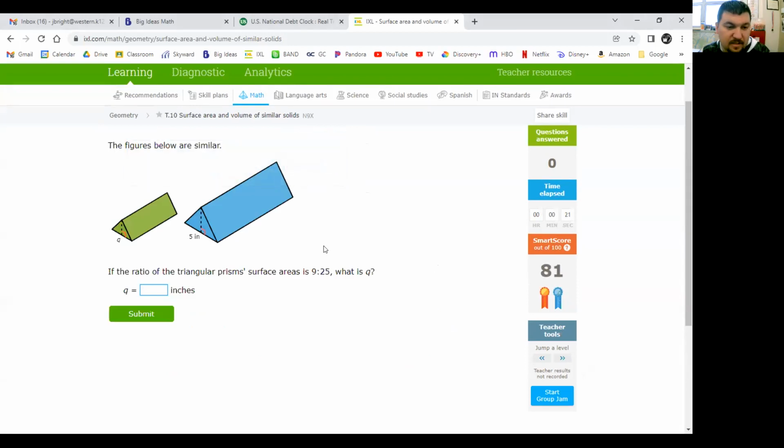And I've got a problem that looks like this where they're asking me for the missing side length. Okay. It says the ratio of the triangular prism's surface areas is 9:25. What is Q? Okay. So the first thing I would do is note that this is surface areas. And so I know that this ratio of 9/25 has been squared. And if I square root it, that would give me the side length ratio. Also, I need to know that this is Q and this side length is 5.